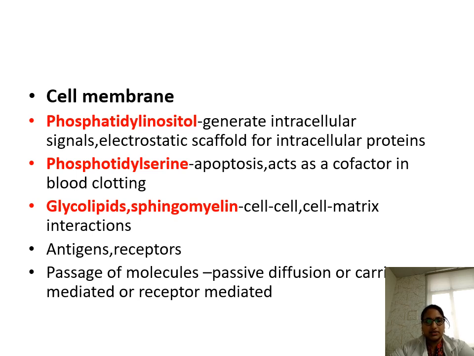And other components like glycolipids and sphingomyelin help in cell-to-cell and cell-to-cell matrix interactions. And these components of the cell membrane may also act like antigens and receptors. They also help in passage of molecules, either through passive diffusion, carrier-mediated, or receptor-mediated process.